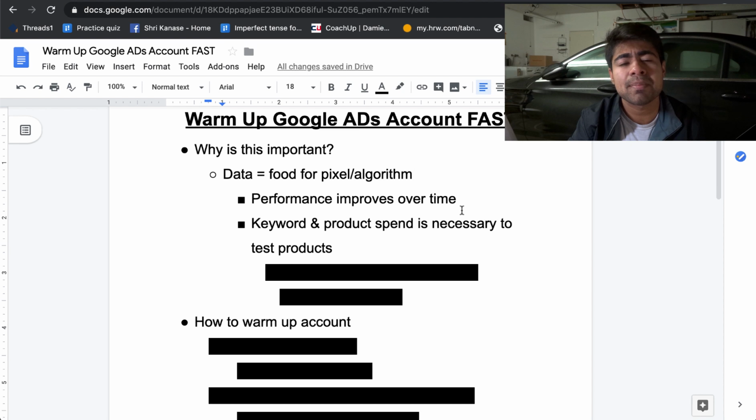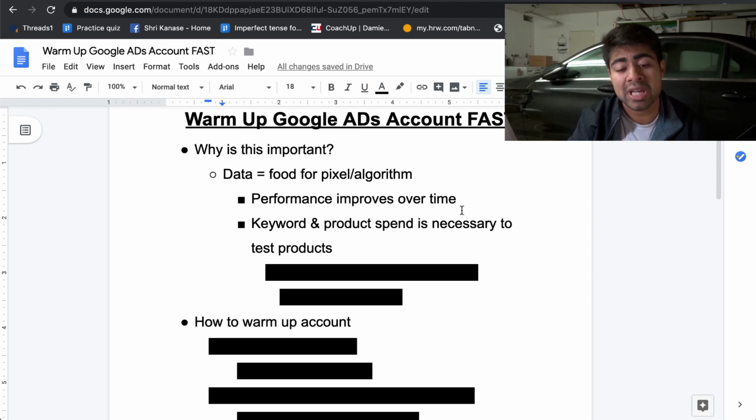Because of this, it's a much more complicated process for Google. But the only thing you need to really understand is that the data you get and the main warm-up period that Google goes through in the beginning is basically feeding food to the pixel and algorithm, so it begins to understand what kind of keywords to show up for, what your products are, etc. And all of these things will in the end lead to the results that you get. So it is really important to know how to do this correctly.